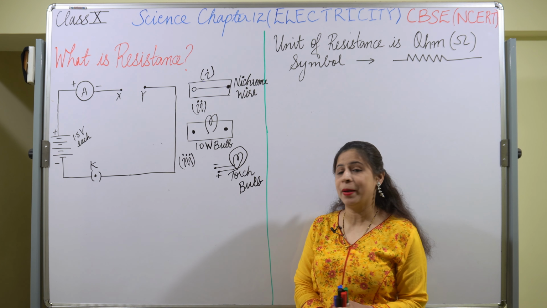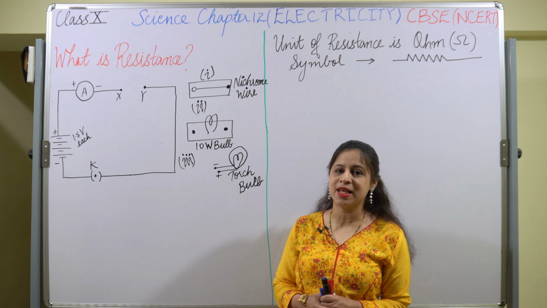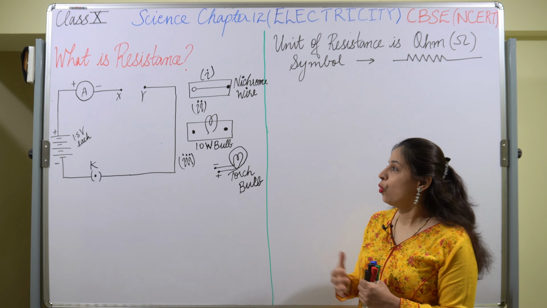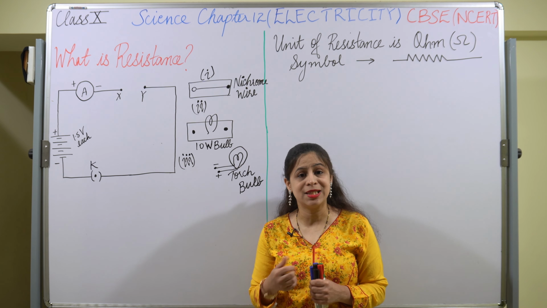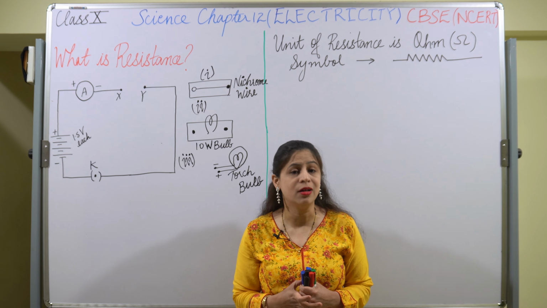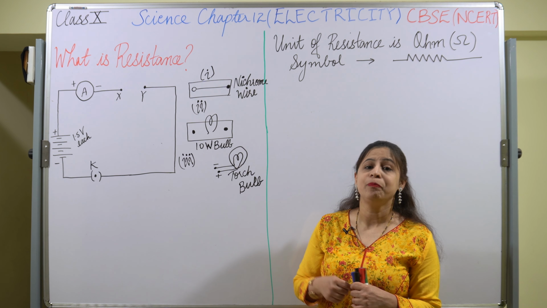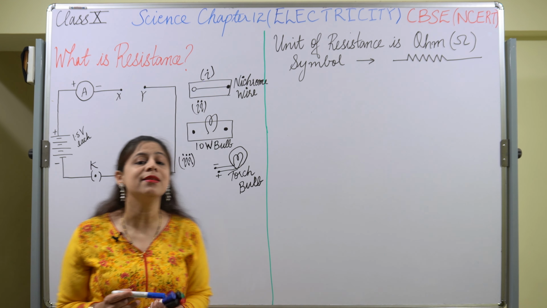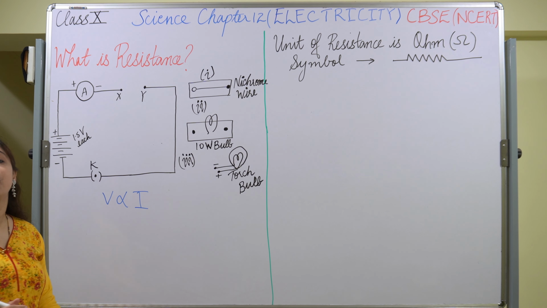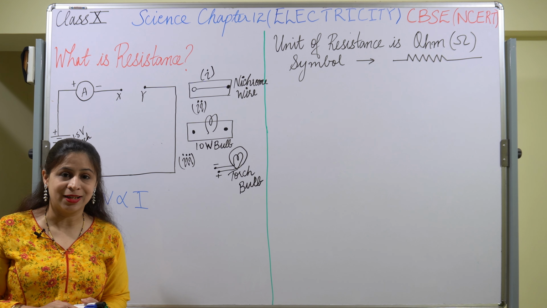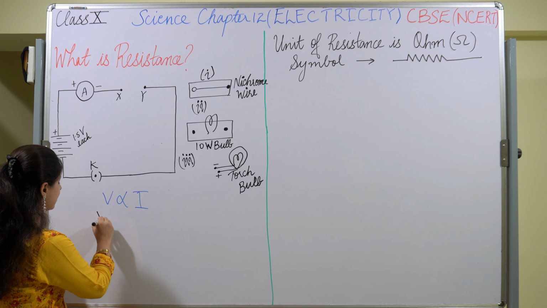So let us start with the topic: what is resistance, from Chapter 12 Electricity of Class 10 CBSE NCERT. So what is resistance? We have already seen Ohm's law. In Ohm's law, we have seen that the current flowing through a conductor is directly proportional to the potential difference across its ends. So V is directly proportional to I, and when we remove this proportionality sign, we get a proportionality constant which is termed as resistance.